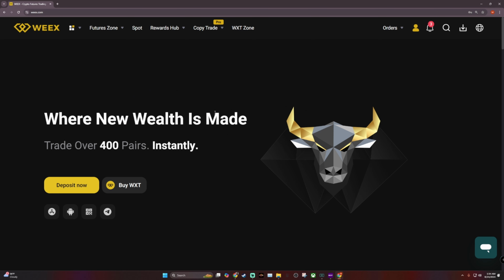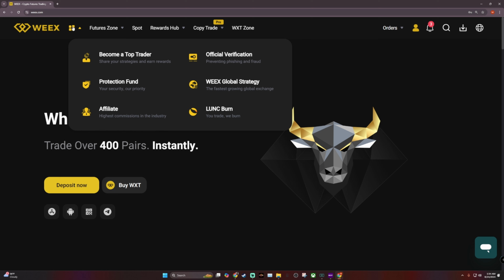I'm going to hit exit right here, and at the very top here, you're going to see a few different options all the way from the left all the way over here to the right-hand side. Starting off with this little 4 box right here, you're going to see a few different options: become a top trader, protection fund, affiliate, lunacy burn, Weex global strategy, and official verification. Most of you guys are not going to have to use any of this stuff.